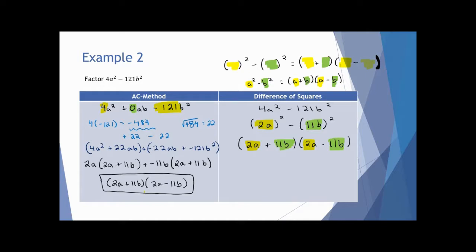So we get the same answer either way. One way in this case is much easier to do than the other way. And so I actually do recommend everybody learn the difference of squares formula. That is the one shortcut that I think is well worth your time to learn, because it does show up a lot and it does save you some time.